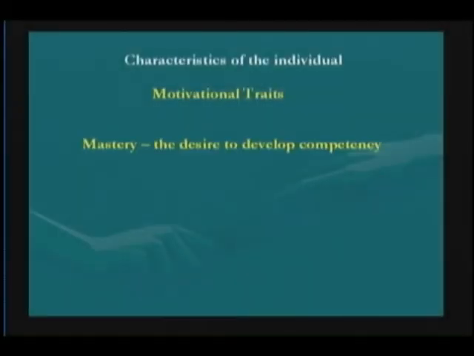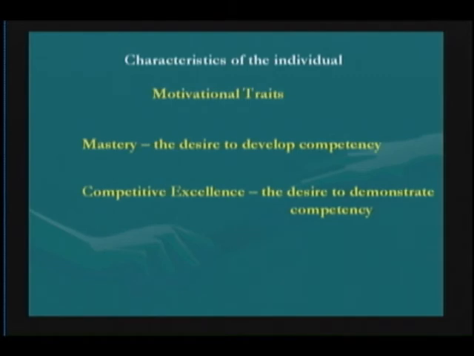The first motivational trait that you have is called mastery. Mastery is simply the desire the individual has to develop competency. This is in contrast to the motivational trait competitive excellence. This is the desire the individual has to demonstrate competency. So both of these are approach motivational traits, which means when an individual's high in both of these traits, they have a tendency to want to be in achievement settings. They desire to accomplish things, but for different reasons. One, to develop more competency, the other, to let others know the competencies they have.